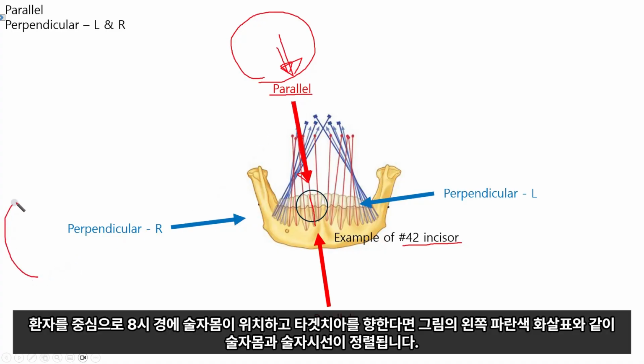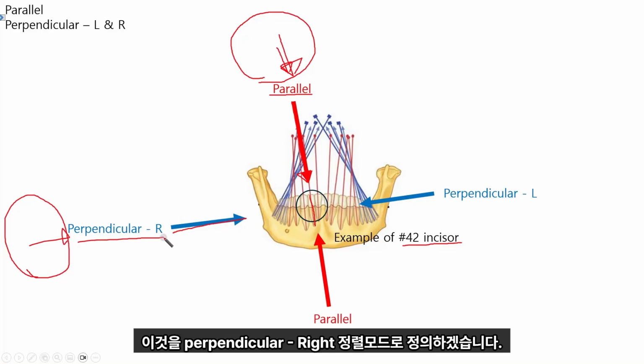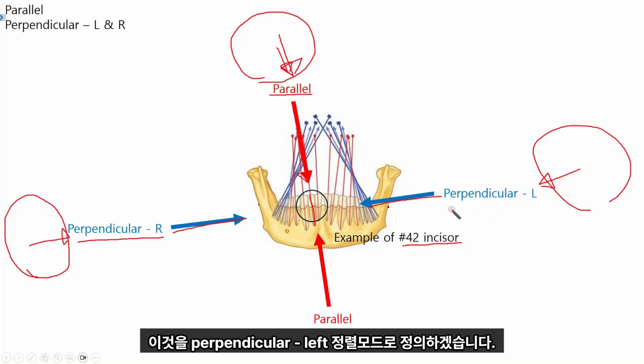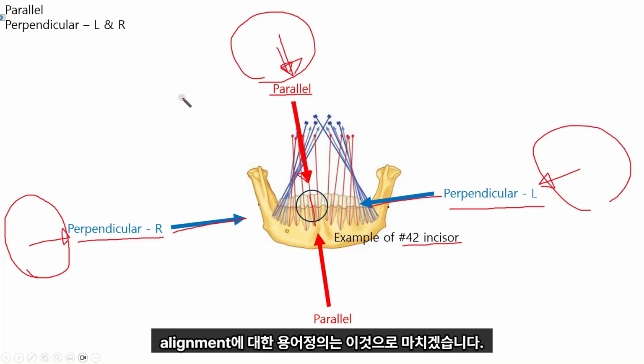If the operator is positioned at approximately 8 o'clock relative to the patient and faces the target tooth, the operator's body and line of sight will align as shown by the left arrow in the diagram. I will define this as the perpendicular right alignment mode. Conversely, if the operator is at about 2 o'clock facing the target tooth, the operator's body and line of sight are aligned, as depicted by the blue arrow on the right side of the illustration. I will define this particular setup as the perpendicular left alignment mode. This concludes the definition of terms pertaining to alignment.